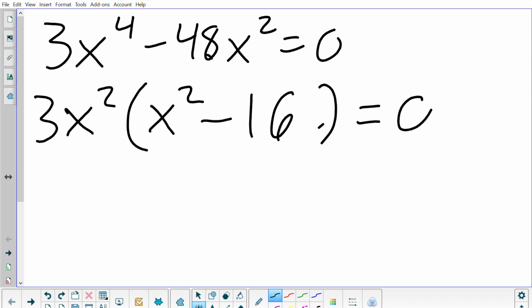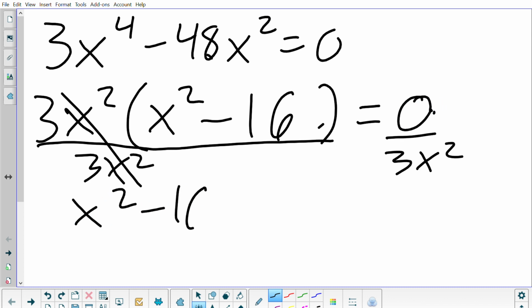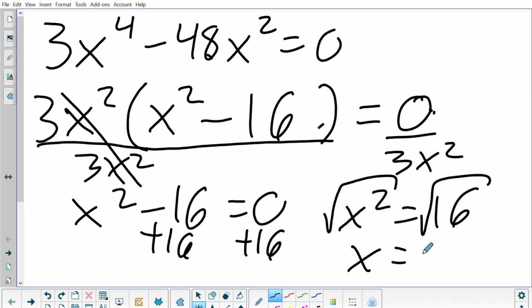The reason I want to do this is term 1 times term 2 equals 0. I can divide everything by term 1, and what I do to one side, I can do to the other. That cancels. Anything with 0 as the numerator is still 0. Then I can add 16 to both sides, and I have x squared is equal to 16. To get rid of the square, I can square root both sides. I get x is equal to positive or negative 4.